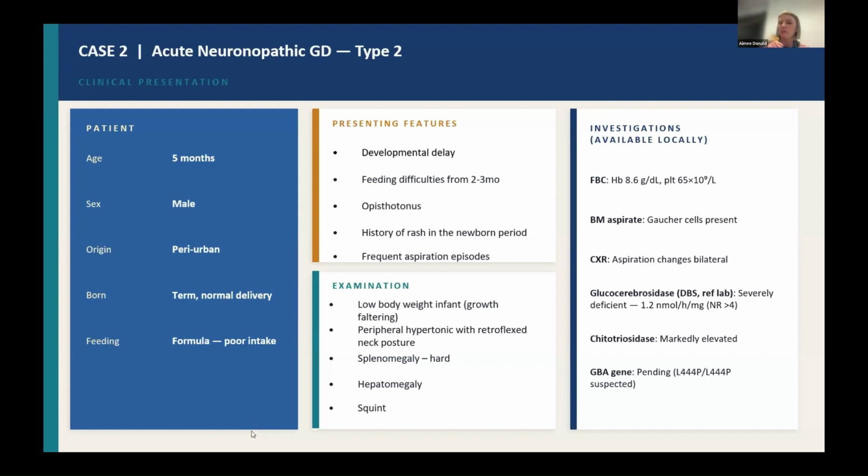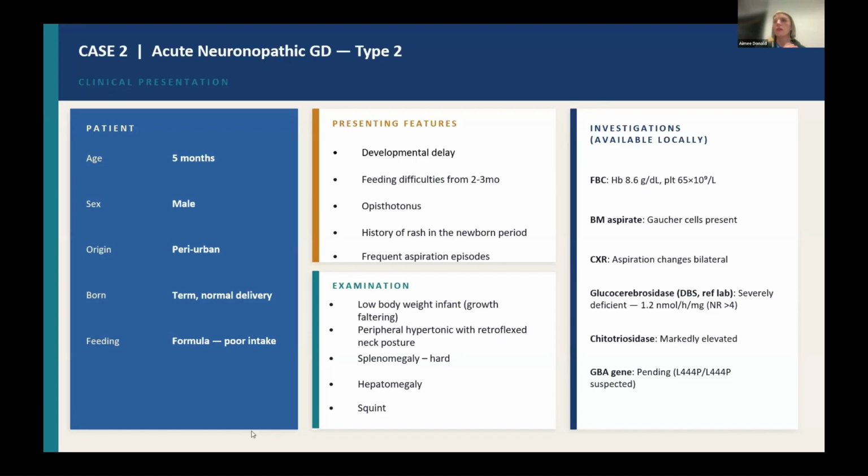They feel a bit stiff peripherally. The neck is flexed back, and they've got a hard splenomegaly. So you can see the tummy's not grossly distended. It's just a bit big given how emaciated this baby is, and the organs feel firm. And when they do open their eyes, you can see this squint, so this strabismus as well.